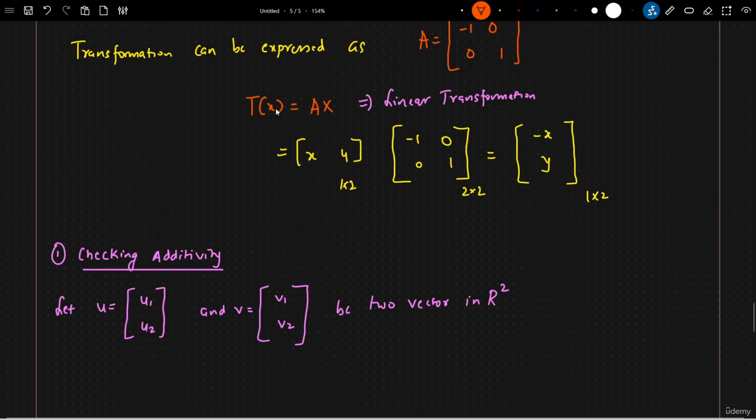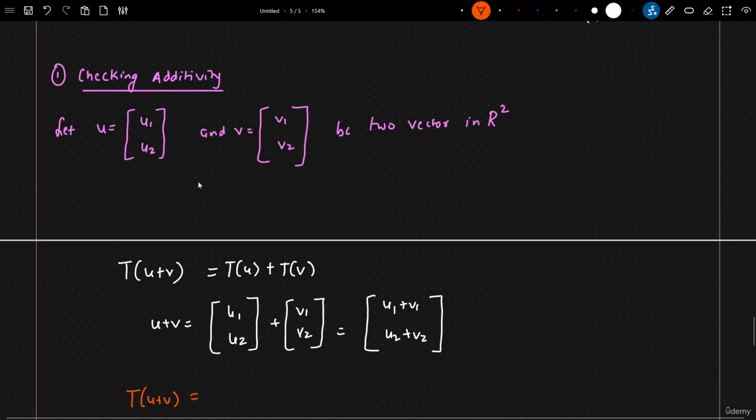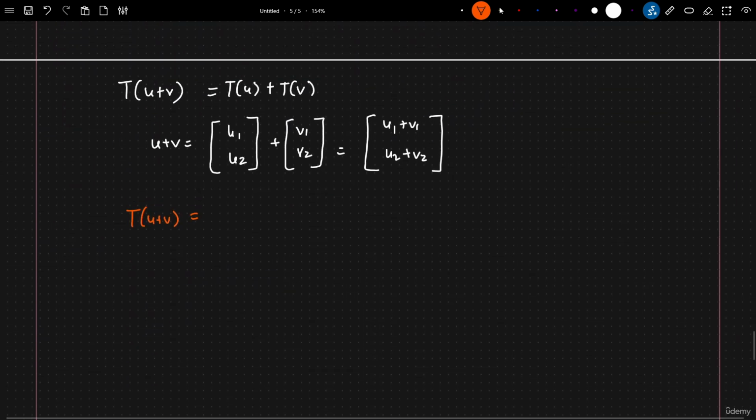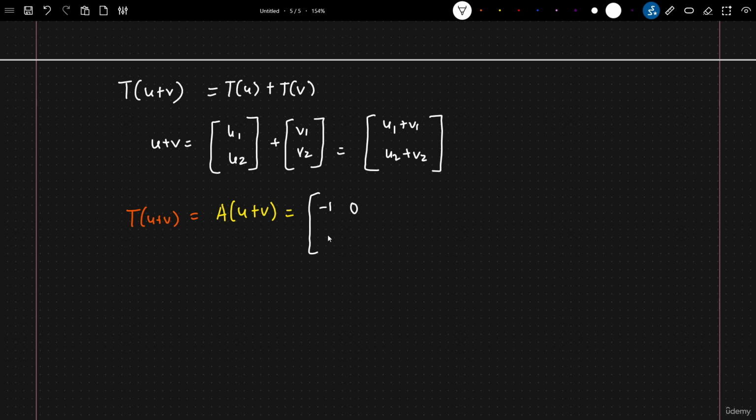What is transformation? Transformation on x is nothing but we are going to multiply that x, whatever function x values are basically holding over here, by this particular A matrix, and A matrix is [-1, 0; 0, 1]. So here what I'm going to do is take A and multiply by u plus v. A is [-1, 0; 0, 1]. I'm going to do a dot operation with u1 plus v1, and then u2 plus v2.